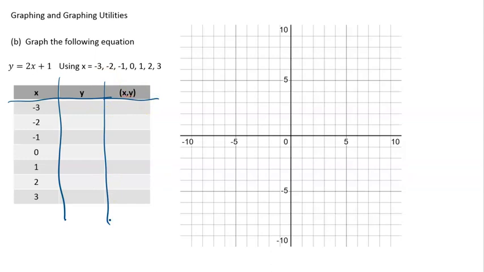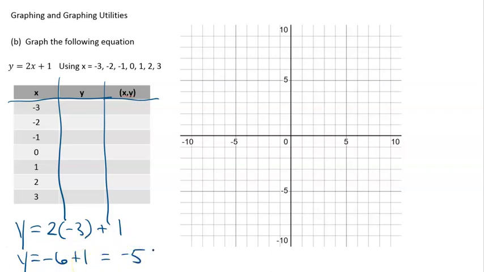So this is a lot of work, right? Notice I already picked values for you. You'll find that the homework does this as well. They want you to let X equal -3, -2, -1. I know you can read that. So how do we do this? Well, let's start with -3. So y is equal to 2 times -3 plus 1. And that's going to give me y is equal to -6 plus 1. And that gives me -5.